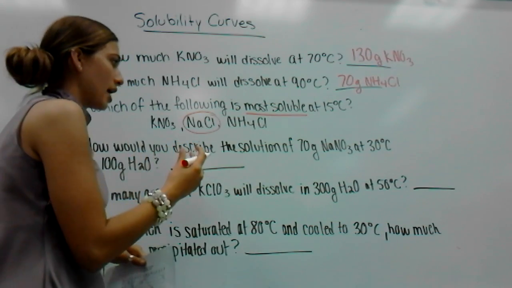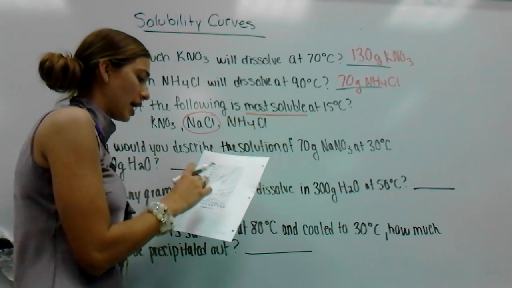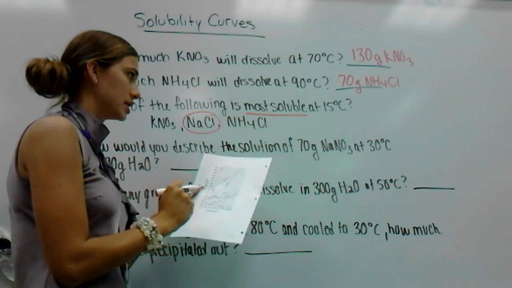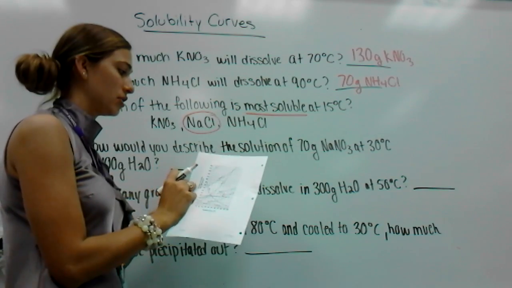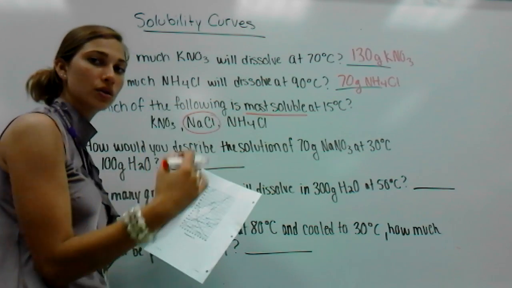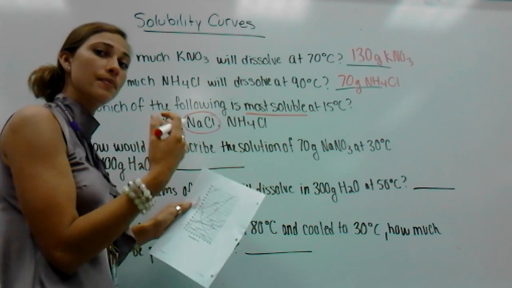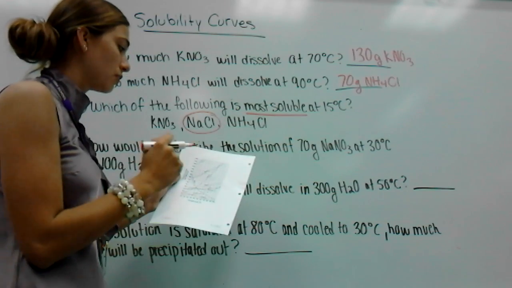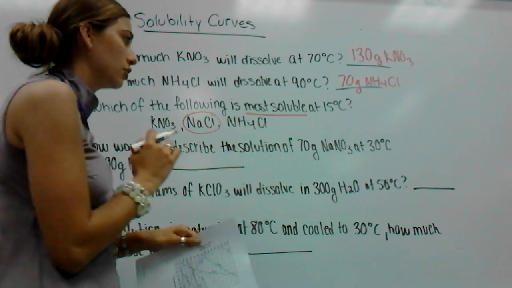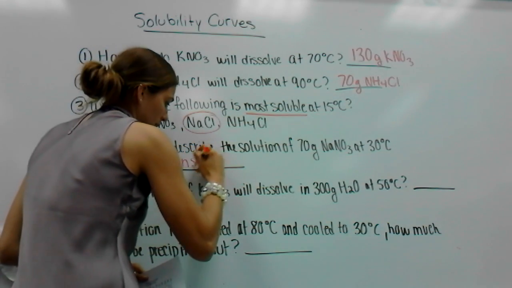Now, they want us to describe the solution of NaNO3. So look at the dot that you made at the intersection point of 30 degrees Celsius and 70 grams, and see where it is in relation to the NaNO3 curve. If it is below the line, it's unsaturated. If it's on the line, it's saturated. If it's above the line, it's supersaturated. The 30-70 intersection point is going to be below the NaNO3 saturation line, so that means that it is unsaturated.